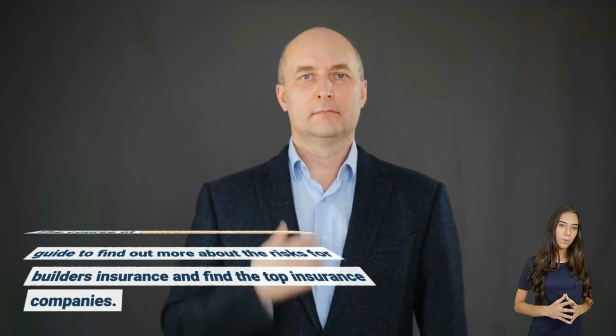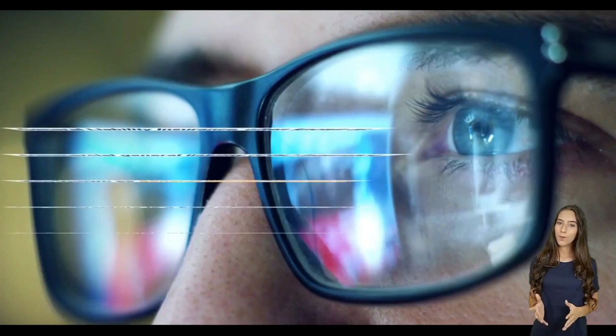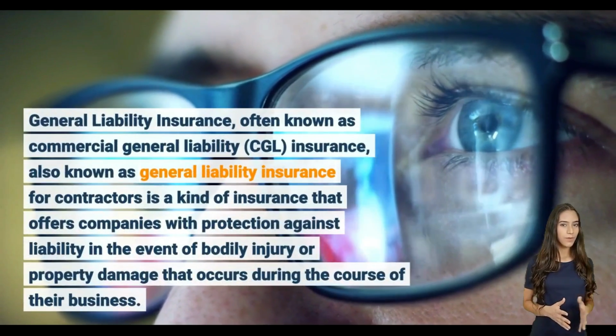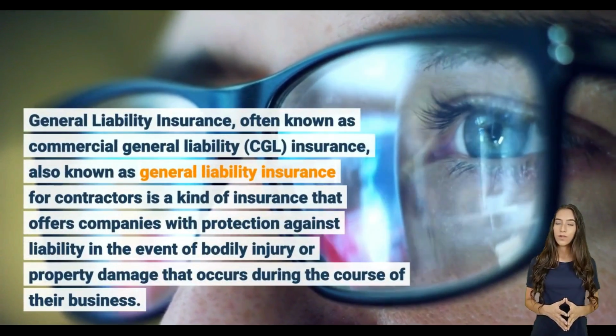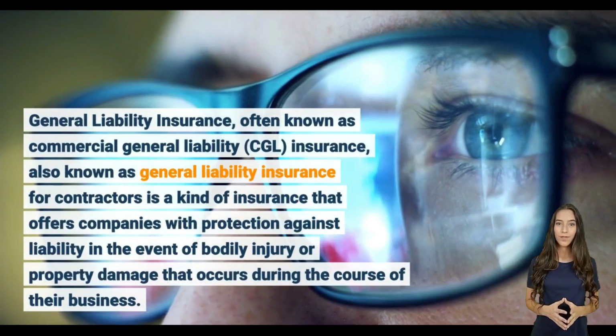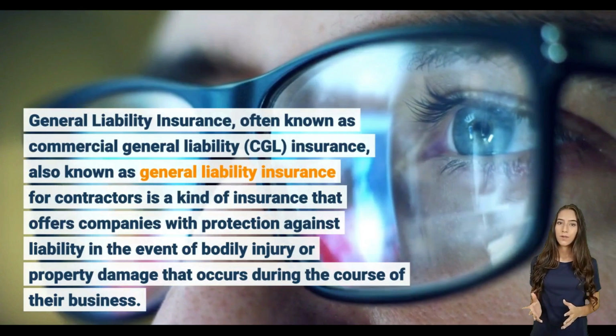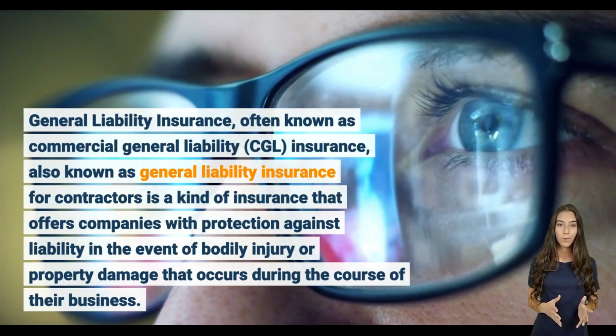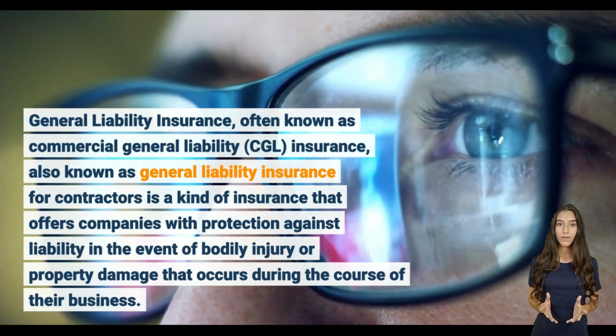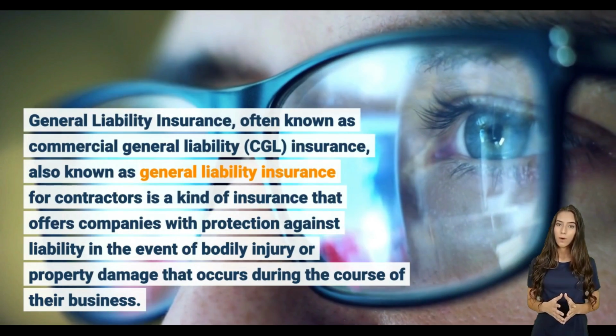Commercial and Contractor General Liability Insurance. General liability insurance, often known as commercial general liability (CGL) insurance, also known as general liability insurance for contractors, is a kind of insurance that offers companies protection against liability in the event of bodily injury or property damage that occurs during the course of their business.